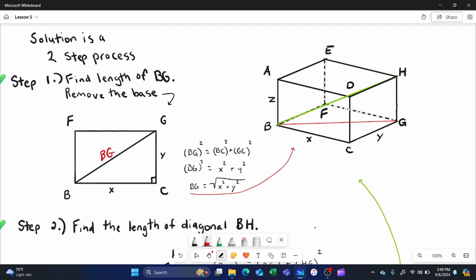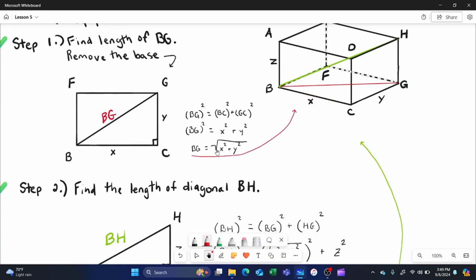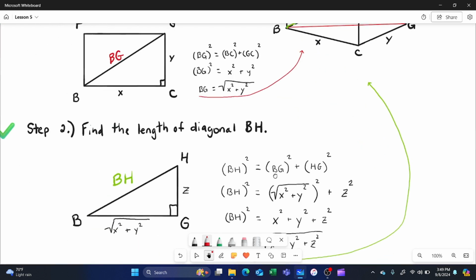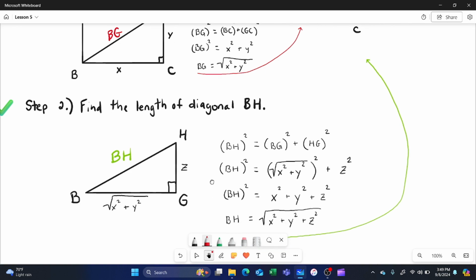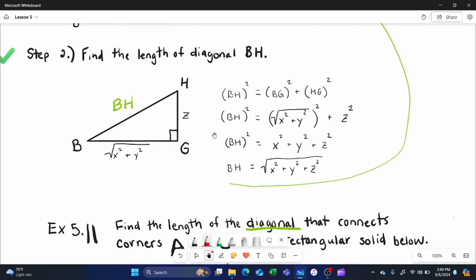So step 2 would be to plug in BG as one of your legs, with HG as another known leg, to find your hypotenuse. We do that and we'll end up with the square root of x squared plus y squared, squared, plus z squared, which will now equal your BH squared. You factor all that down and you're going to end up with BH with a length of the square root of x squared plus y squared plus z squared, and we'll consider that solved.